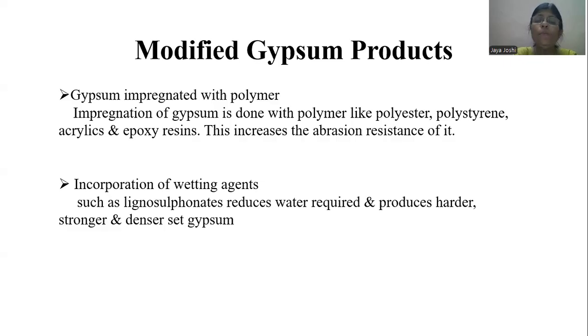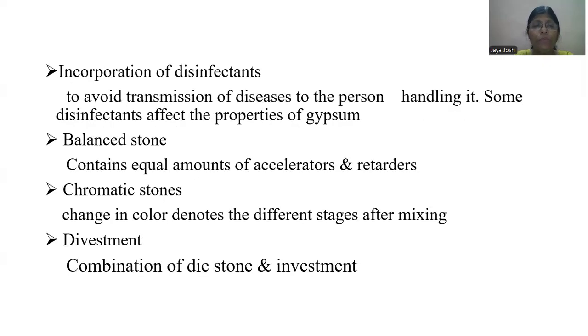So first is the gypsum impregnated with polymer. Impregnation of gypsum is done with polymers like polyester, polystyrene, acrylics, epoxy resins. So it will increase the surface hardness and abrasion resistance, which is much more required. Then second is incorporation of wetting agents. Now, wetting agents such as lignosulfonates reduce the water which is required for mixing and produce a harder, stronger set gypsum. So this is another modified form of gypsum.